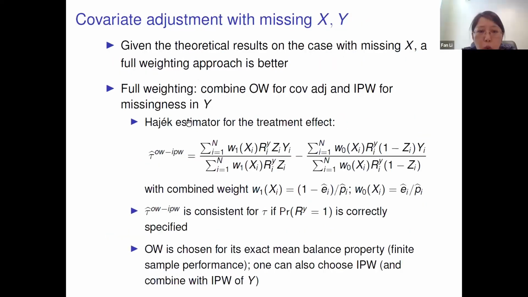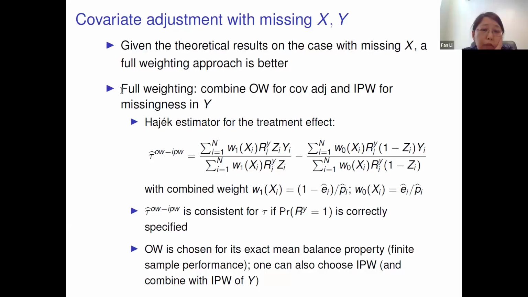Okay, so now we have covariate adjustment with missingness both in X and Y. So how should we proceed? Again, as the theoretical result in the case with missing X, we know that a weighting approach to deal with the missing Y is probably better. And also, as said earlier, if you're using the overlap weights, you also get the exact mean balance if you have overlap. Conceptually, it is also more coherent: if you already go weighting, why don't we just weight all the way?